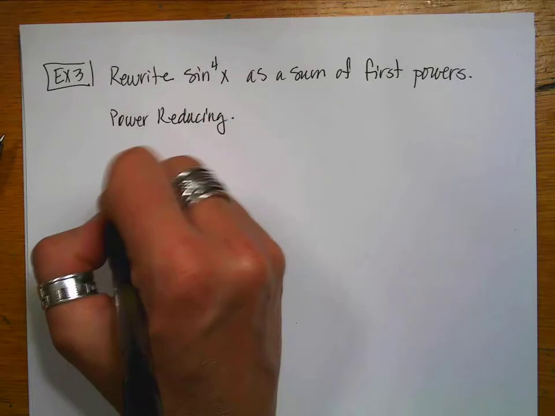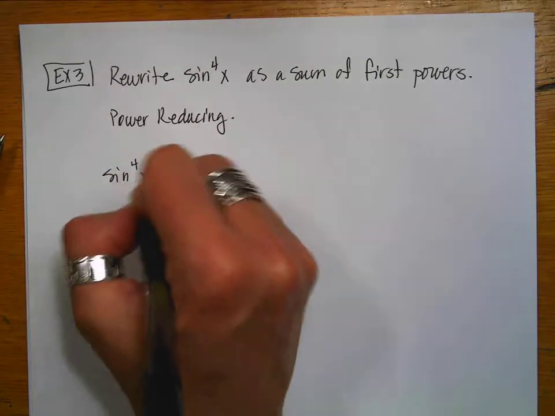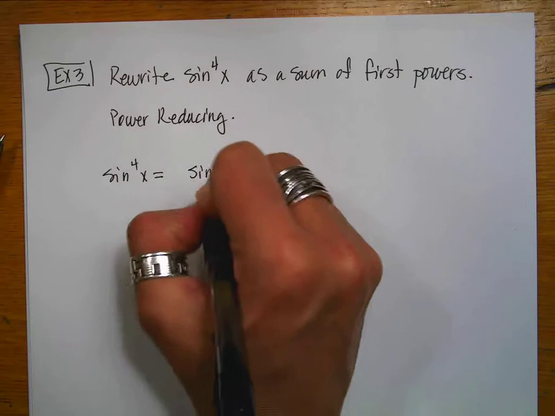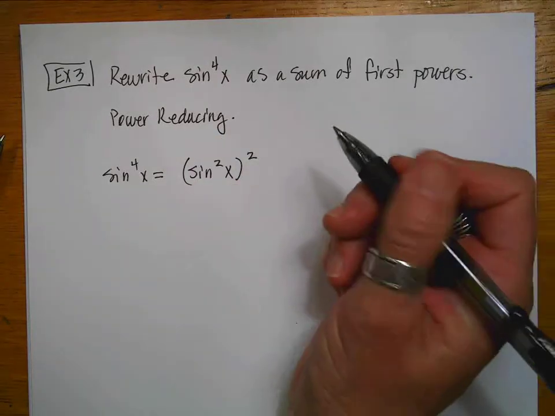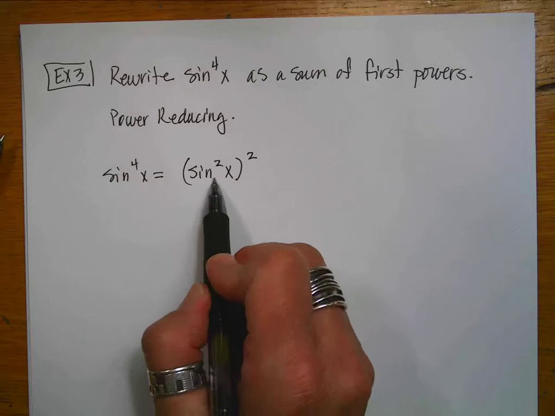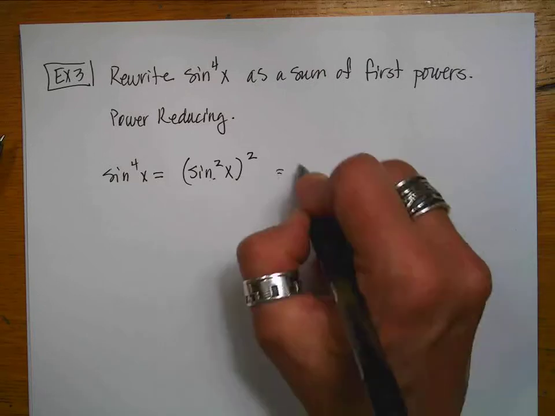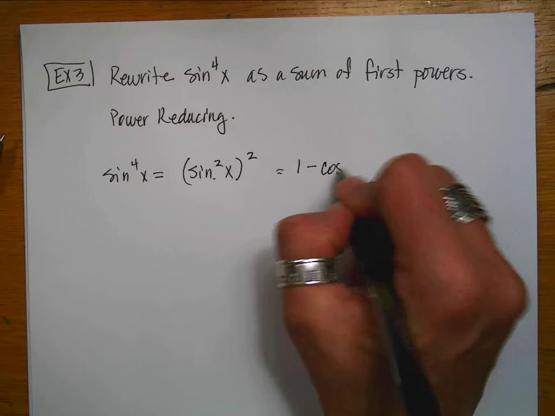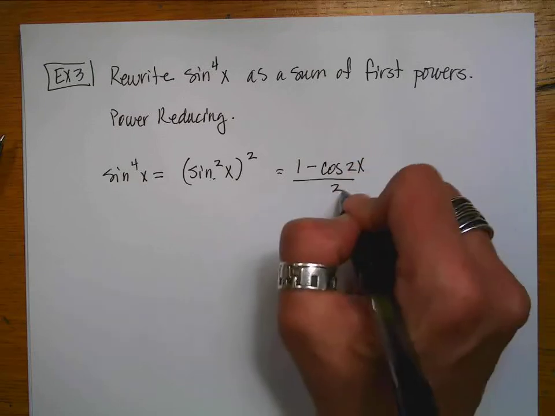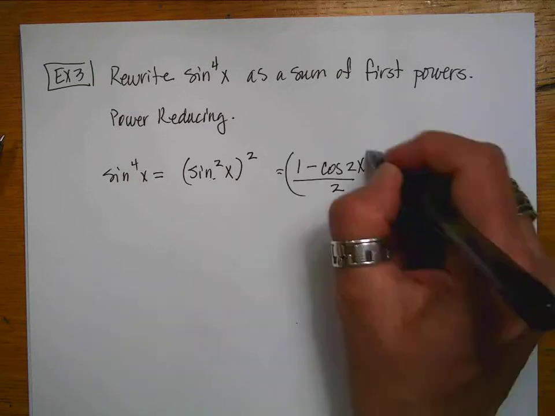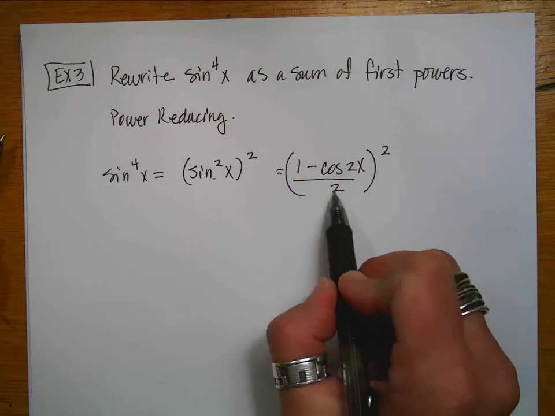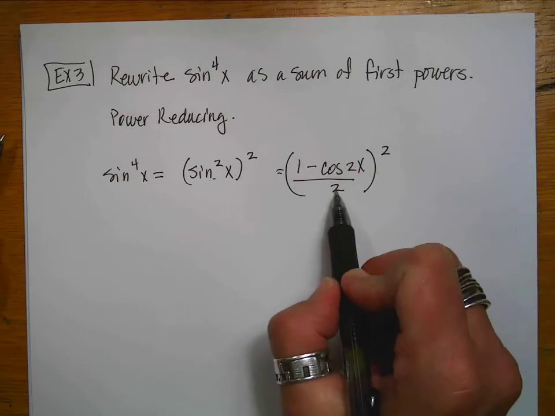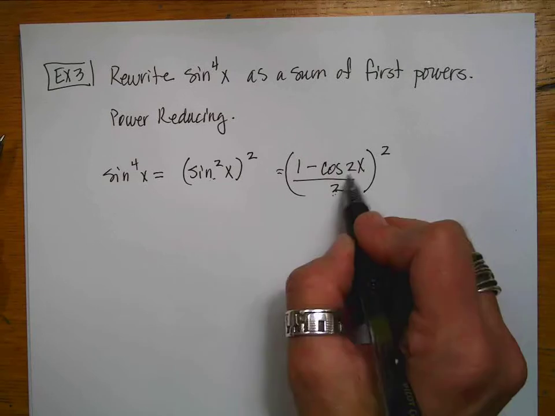So I can write the sine to the 4th of x as the sine squared of x quantity squared. The sine squared power reducing formula is (1 minus the cosine of 2x) over 2, and then I'm going to square it. Okay? So this is where our math is going to get entertaining. The first thing that I'm going to do is just square everything.